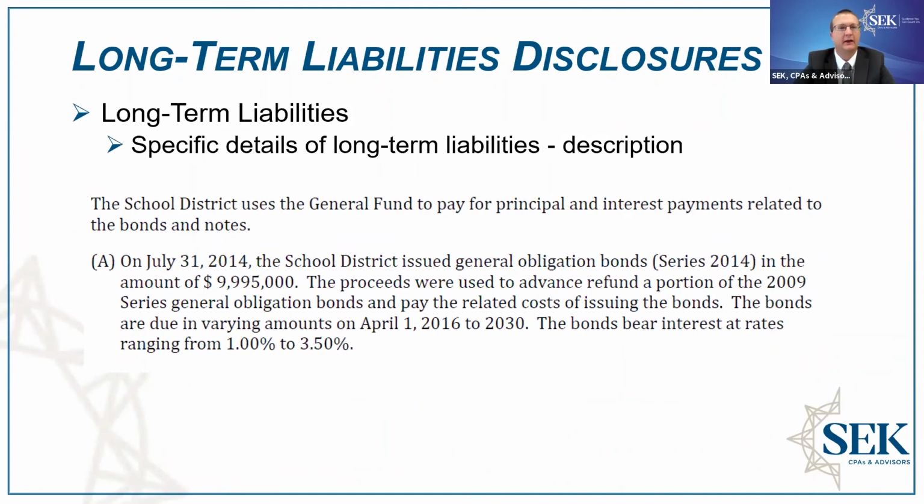So finally, that we have as far as the long-term liabilities, again, specific details of those long-term liabilities. This is just an example for that particular one. The tick mark A there was the first bond issuance, and you can see the total amount that was issued, the maturity dates when the bonds come due, and also what the interest rates were related to that debt.